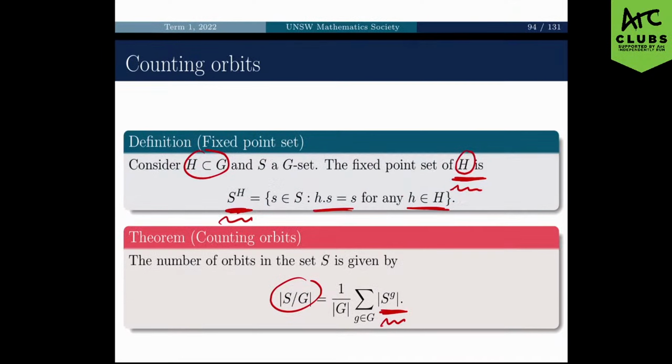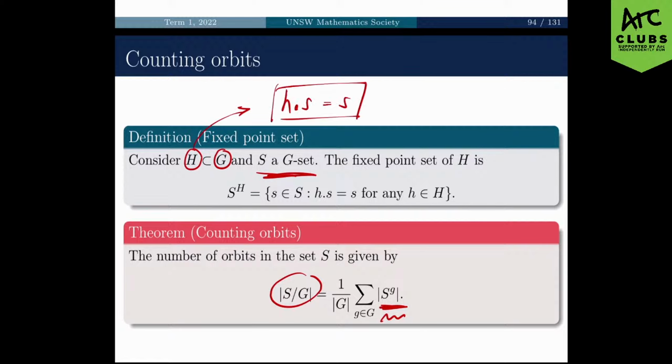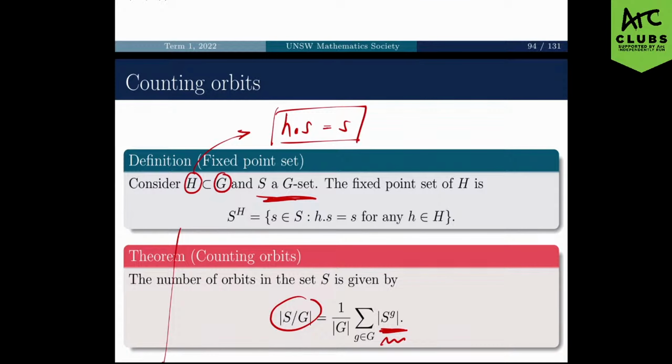We'll finish off by counting orbits. So we need to understand first of all the fixed point set. Given a certain subgroup of G, or a subset of G, it doesn't need to be a subgroup, the fixed point set of this subgroup H is equal to the set of all elements s in the G-set such that h.s is equal to s. So it's the set of all points that are fixed by H. It's different from a stabilizer, because a stabilizer is the set of all elements that fix a given element s.